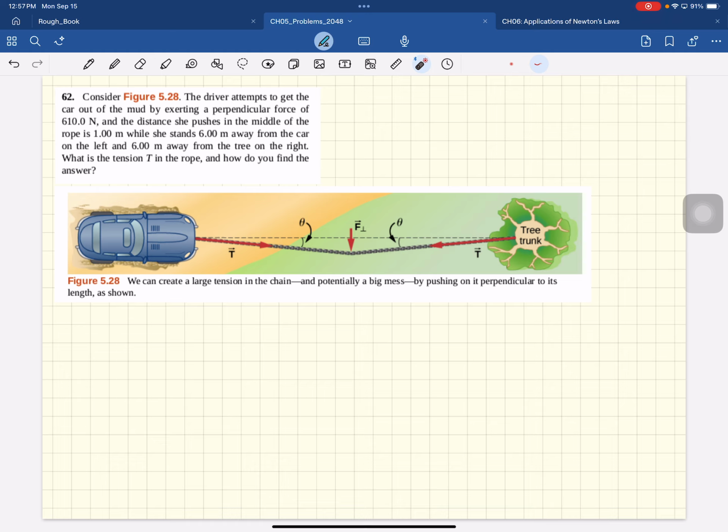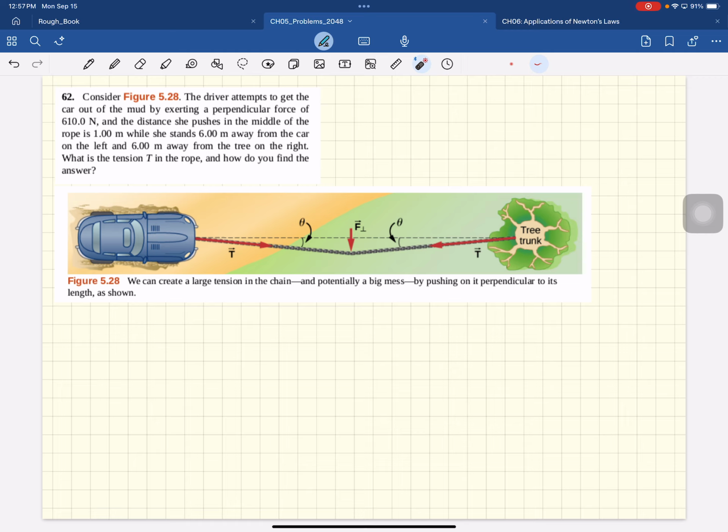All right, again, we'll come to that in a second. So it is 1 meter, while she stands 6 meters away from the car on the left and 6 meters from the right. Okay. What is the tension in the rope, and how do you find that answer?